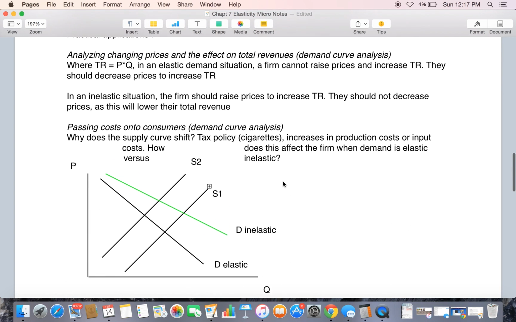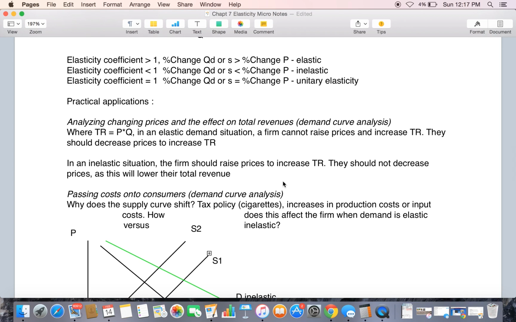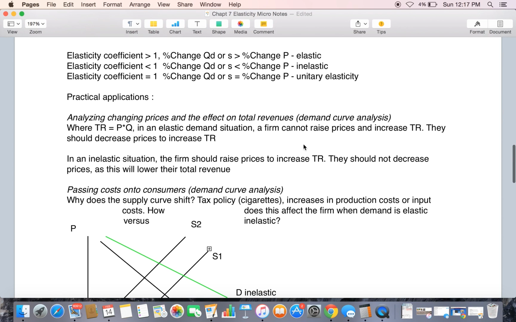Okay, so the last thing I want to talk about is practical applications of this analysis.